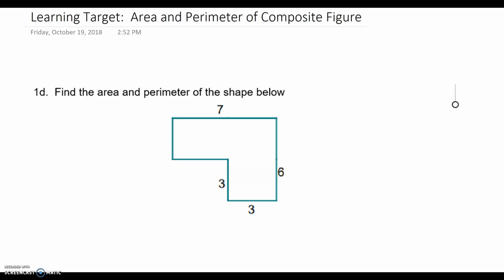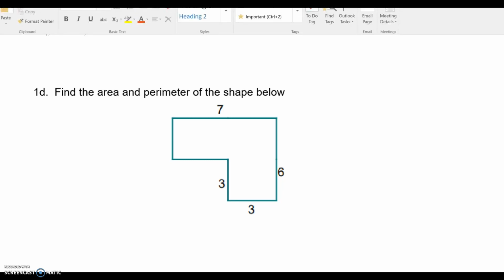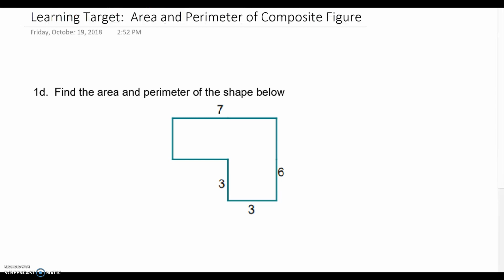Marcus here, just going to do a quick video on finding area and perimeter of a composite figure. So here we've got this kind of weird looking shape, and I want to break it up into different rectangles. I know how to find the area of rectangles, and so I'm going to take this shape here and just cut it a couple ways.